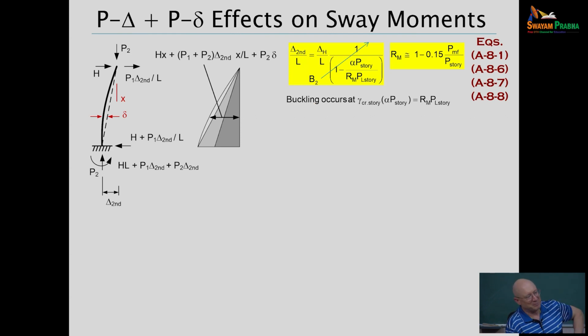Well, the amplifier becomes unbounded. So if we put a gamma critical to scale up our alpha P story in the equation, well, when gamma critical times alpha P story is equal to Rm PL story, we would have buckling. So it means Rm times PL story is our side sway buckling load of the story. Appendix 8 calls that P subscript E story, PE story for the story side sway buckling load.